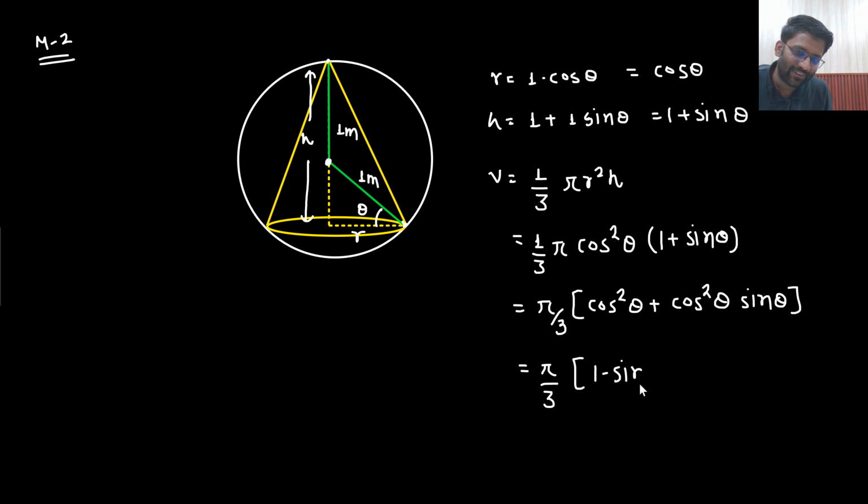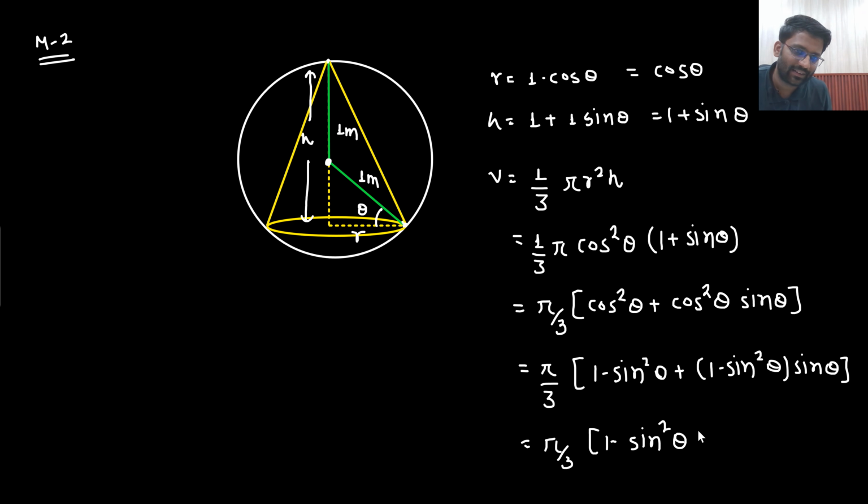So what we have concluded in all this discussion is that the without-theta approach is always winning. Okay, the without-theta approach is always winning. 1 minus sine square theta plus sine theta minus sine cube theta. So this is the volume that we are getting in terms of theta. Again, we will have to check back the calculation as well. Who knows, one calculation mistake and every hard work will be gone.